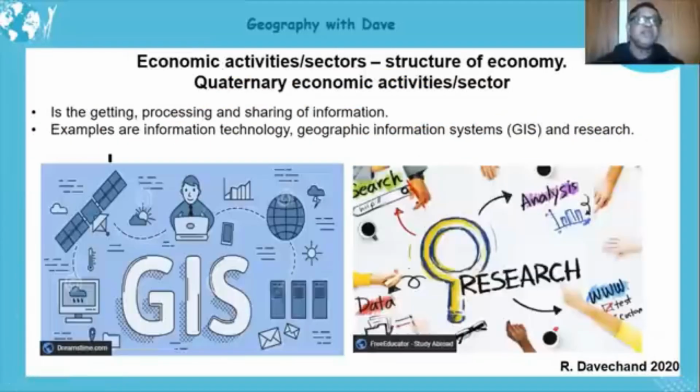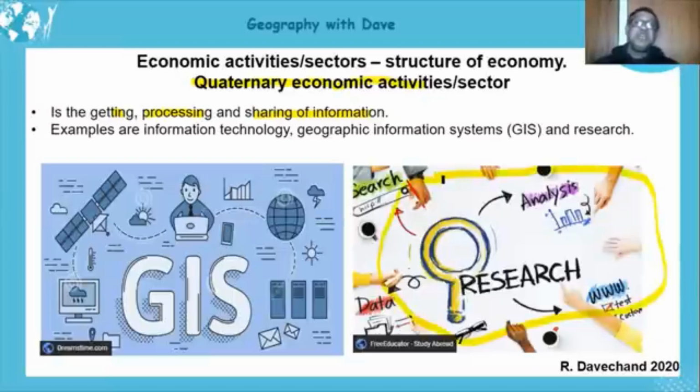Then we have quaternary. Before we just had 3. As the years went by, this grew, eh? This is getting, processing, and sharing of information. All right. This is quaternary. It involves things like research, which is very important, you understand, for development, okay? Because you research new things, you come up with new ideas to improve development for machinery, whatever.